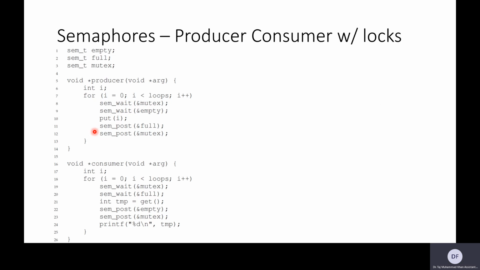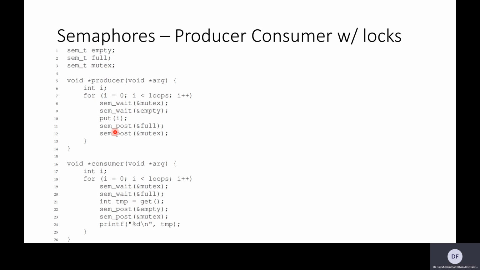Okay, so if you have run different scenarios, then you might have reached the conclusion that there is a problem if the consumer thread runs first in this implementation. Initially the mutex value is 1, empty is initialized to max, full has been initialized to 0, and mutex has been initialized to 1.